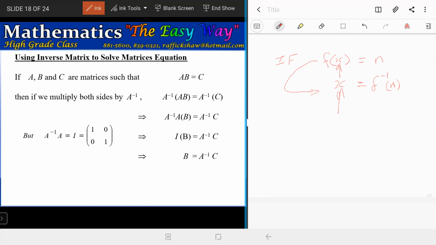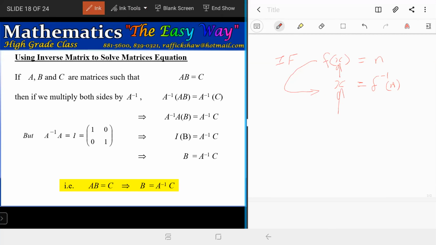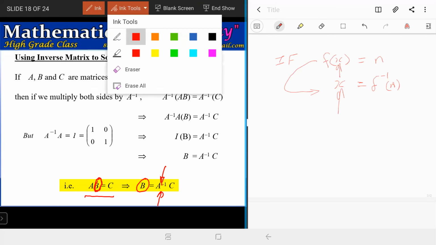And so we can conclude in the box that if AB equals C, then B equals A to the minus 1 times C. If AB equals C, then B equals A to the minus 1 times C. And that is what we can use. That is how we'll be using the inverse matrix. Here we are using the inverse matrix to solve an equation where we're trying to find the B. We're using the inverse of A to find the B. That's how it is done.